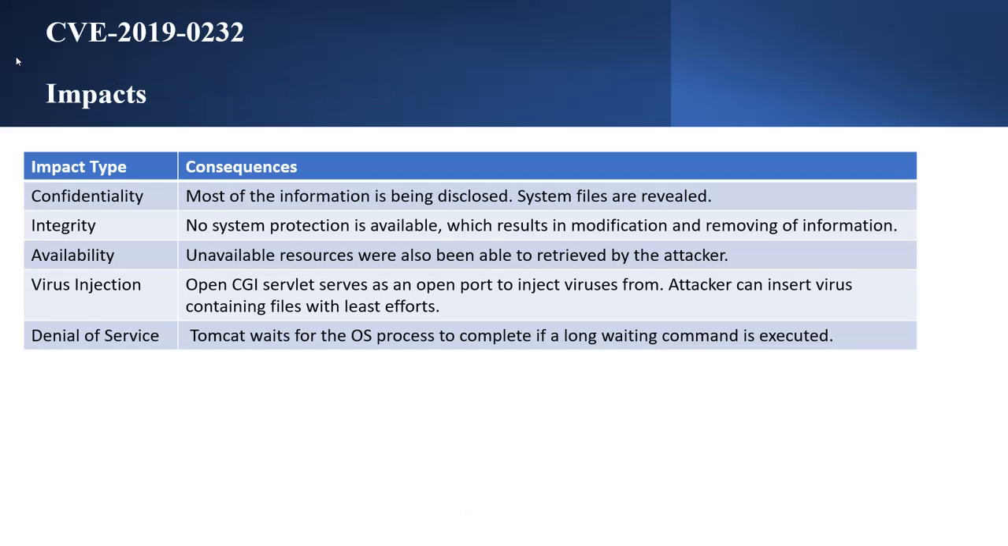Now let's have a look at the impacts. This vulnerability had all three crucial impacts, that is confidentiality, integrity, and availability. As the information is being revealed by passing commands, it compromises confidentiality. An attacker can also modify the information and can also retrieve unavailable information from the system, which results in integrity and availability issues. Some attackers can easily insert a virus into the system by passing some Windows commands and can also run some process which can later result in denial of service. The impacts were high as seen from the given table.